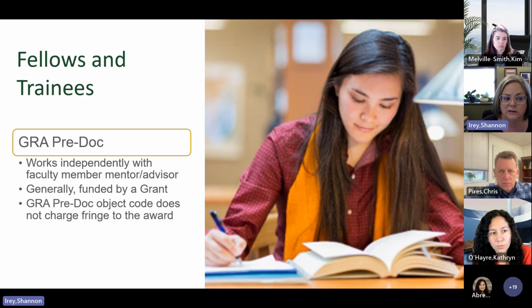So prior to having this pre-doc category, our fellows and trainees, and this is a long time ago, by the way, were just set up as GRAs in our system. But fringe is generally not allowed on our fellowships or our training grants. And so we had to come up with an object code so that fringe wouldn't be charged to our training grants. So that's where that GRA pre-doc object code came in.